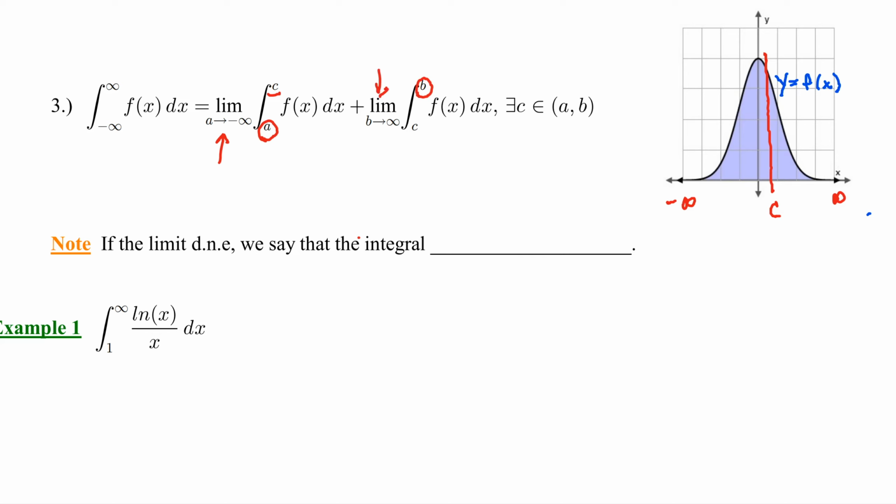Now, it is possible that when we evaluate these improper integrals, we get an infinite value. That is, the limit technically does not exist. So if the limit does not exist, we say that the integral diverges. If the limit exists, then it displays the value of the definite integral.